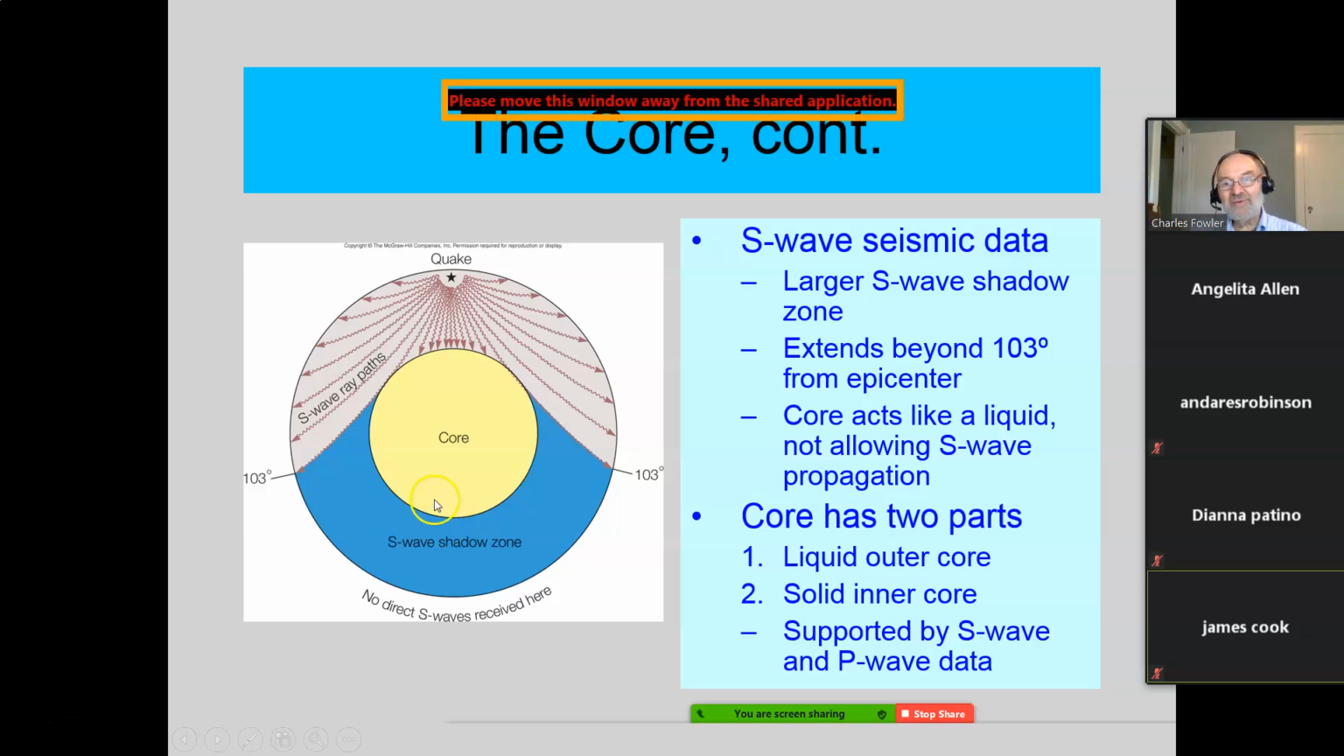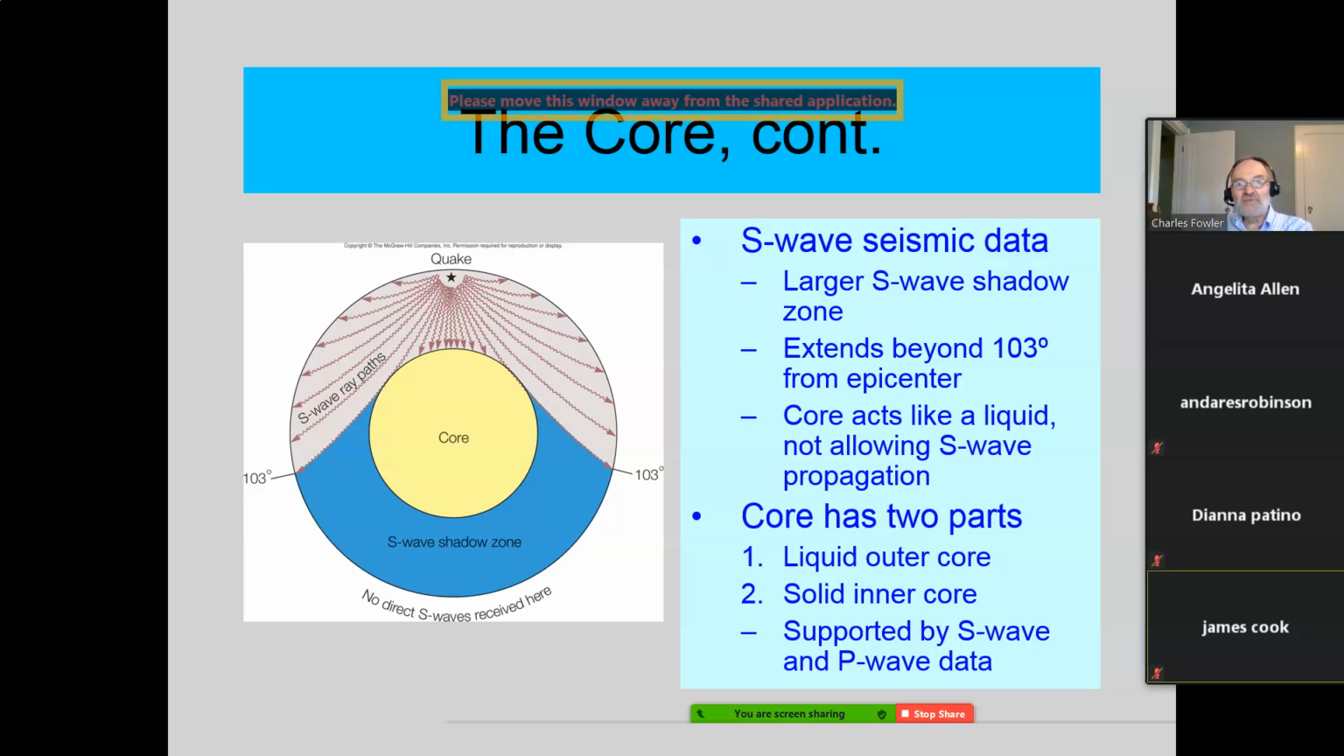What does that tell you? That outer core has to be liquid. If it were solid, you would get S waves coming out. It's not. Okay? So when you combine that with what you saw happening with the P waves, those two together will help indicate to you what the inner makeup of the Earth is.